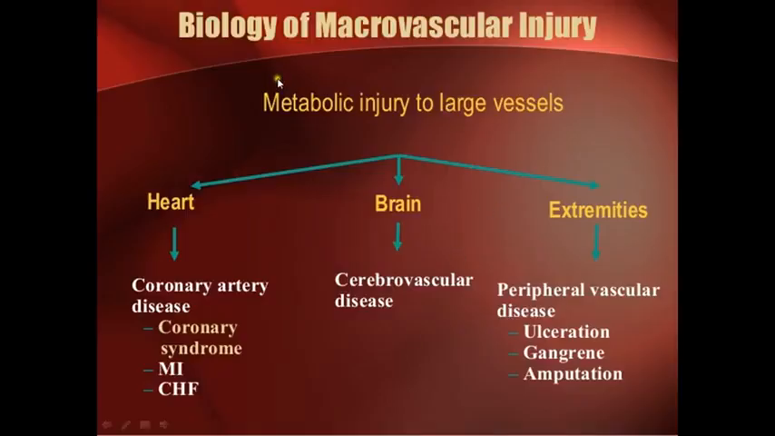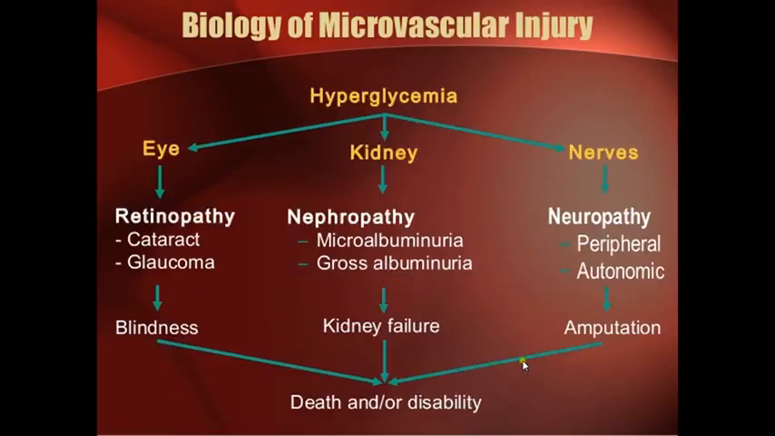So, the biology of macrovascular injury: metabolic injury to the large vessels. We have macrovascular and microvascular injuries. Macrovascular is because of injury to large vessels, which in the heart means coronary artery disease, coronary syndrome, MI, and congestive heart failure. In the brain, patients have cerebrovascular disease and strokes. In the extremities, peripheral vascular disease like ulceration and gangrene, leading to amputations. Microvascular disease is because of hyperglycemia. In the eye, it leads to retinopathy, cataract, glaucoma, which in turn lead to blindness. In the kidney, it leads to nephropathy, which is microalbuminuria, then gross albuminuria, then kidney failure. In the nerves, we have peripheral neuropathy and autonomic neuropathy, which can lead to amputation. All of these in turn can lead to death or disability.